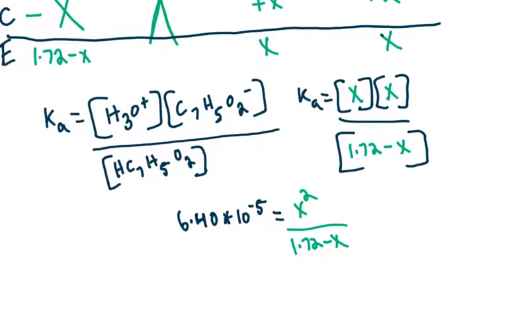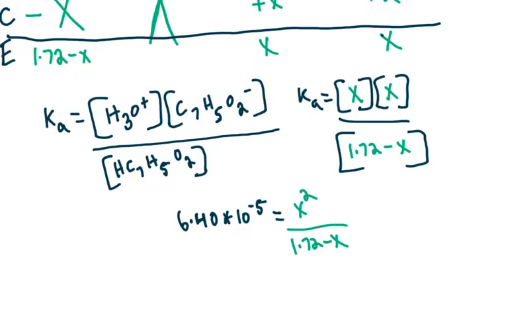Now we could solve for X using a quadratic equation, because that's what we'll have to end up doing, or we can make our lives easier by assuming that the concentration of X for the denominator is very, very low and almost close to zero. If we assume that it's very close to zero, we know that 1.72 minus a value that's very close to zero will be equal to about 1.72, right?